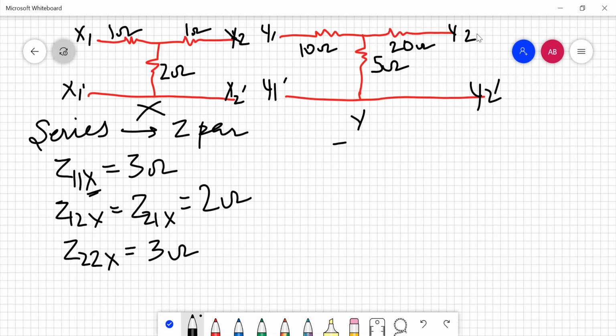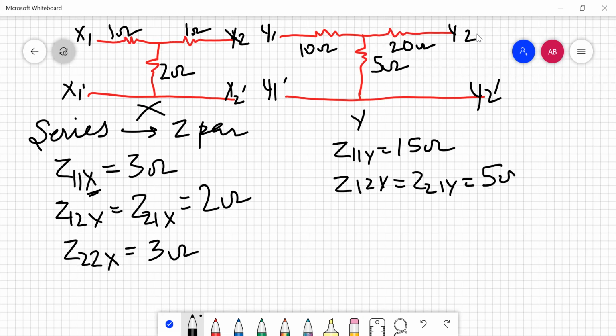Similarly, I need to calculate the Z parameters of the Y network, where Z11Y is coming out to be 15 ohm. Similarly, Z12Y is coming equal to Z21Y, and it is coming equal to 5 ohm. And lastly, my Z22Y is coming equal to 25 ohm.